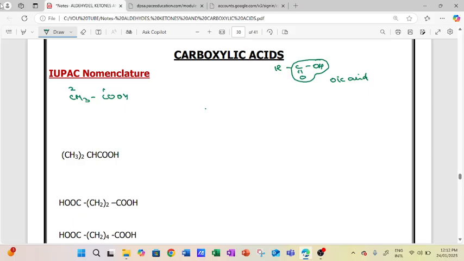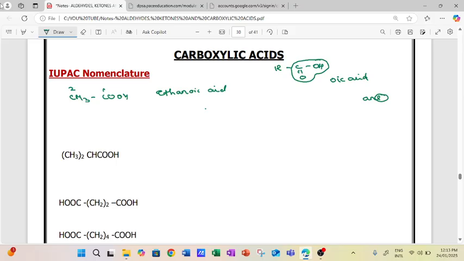And there are a total of 2 carbons, so we use the root word eth, and it has a single bond between CH3 and COOH. So normally we write AN, since it is an alkane, ANE is there. But the last letter E will be deleted and replaced by the suffix of the carboxylic acid, which is oic acid. So ethanoic acid. This is how we write it. Similarly propanoic acid, butanoic acid, it goes like that.